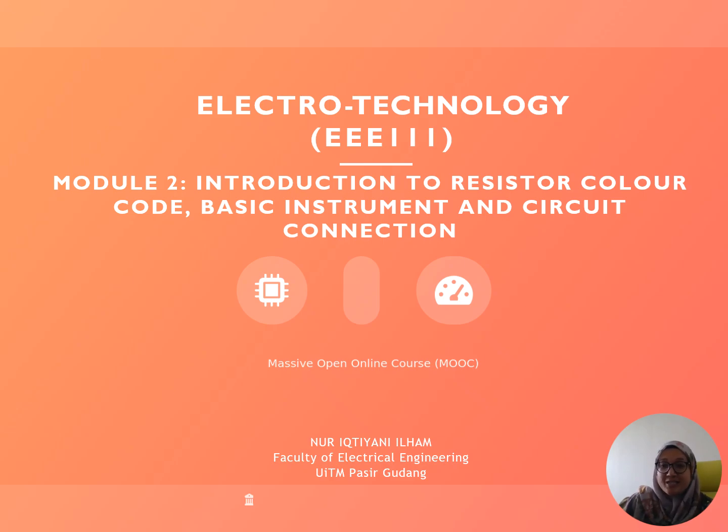So today we will start with Module 2 titled Introduction to Resistor Color Code, Basic Instrument and Circuit Connection. In this module, you will learn how to identify resistor value using the color code, how to use multimeter, and how to set up simple circuit connection safely. So these are the foundation skills you need before moving on to more advanced experiments in electrical engineering. So let's get started.